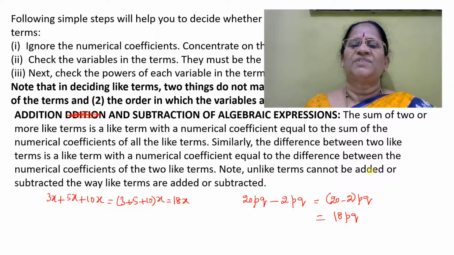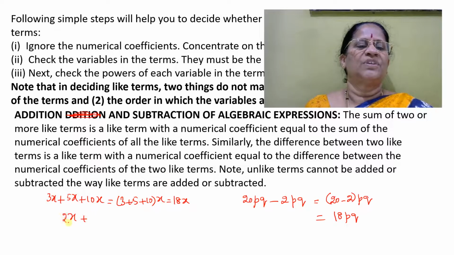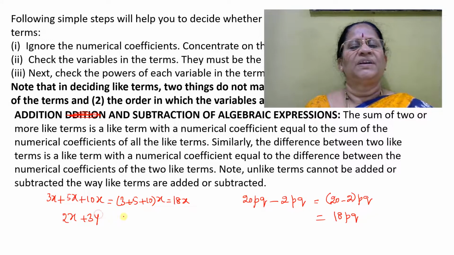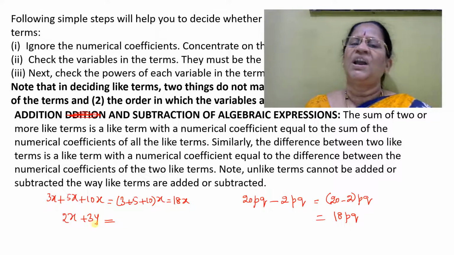Note, unlike terms cannot be added or subtracted the way in which the like terms are added or subtracted. Suppose you have x plus, say, 2x plus 3y. Then you cannot add these two. They are unlike terms. You cannot write it as 5xy.